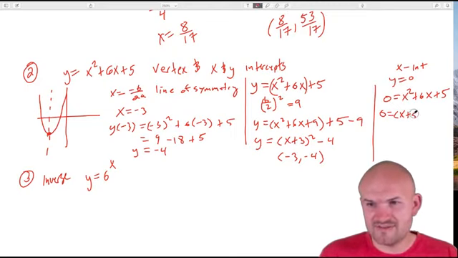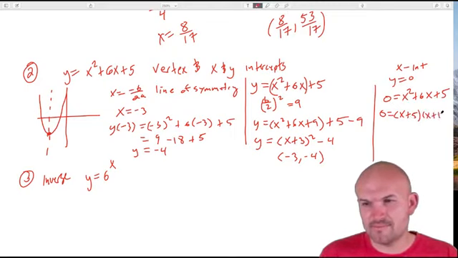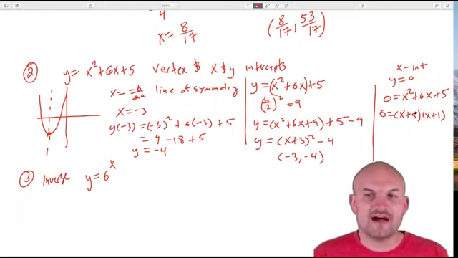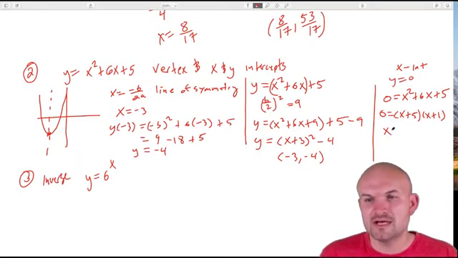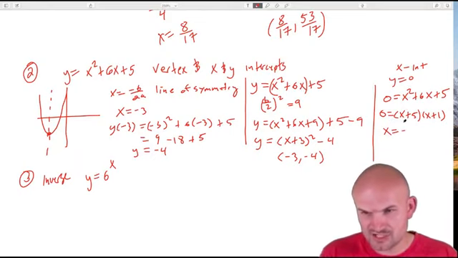So this would be an x plus 5 times an x plus 1, because 5 times 1 is 5 and 5 plus 1 is 6. If you were to expand that out, you can see you'd get those answers.